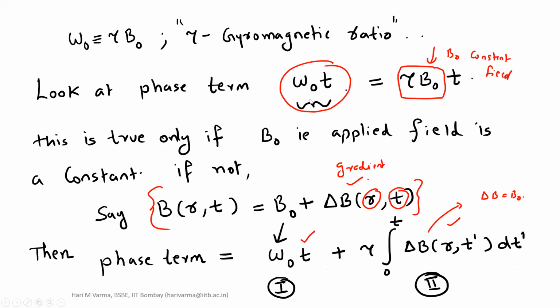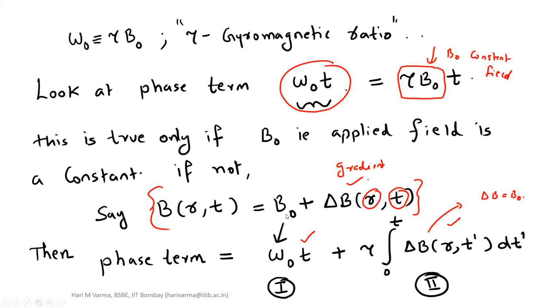One thing you have to keep in mind is that omega 0 t equals gamma B0 t, and this relation is valid only when the field is a constant field. The main field, that big magnet, the 1.5 Tesla magnet which orients these randomly oriented protons in one direction, is assumed to be a constant magnet.